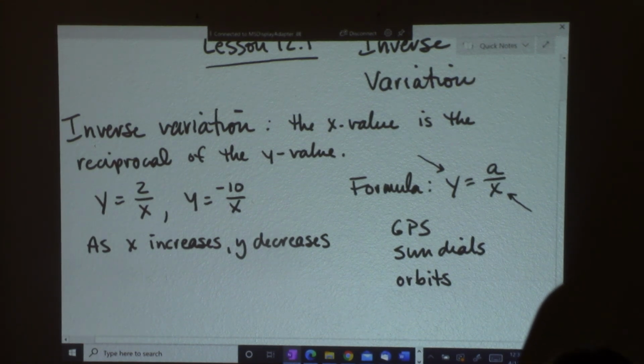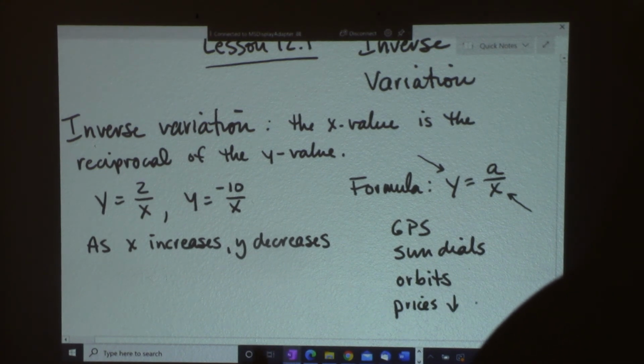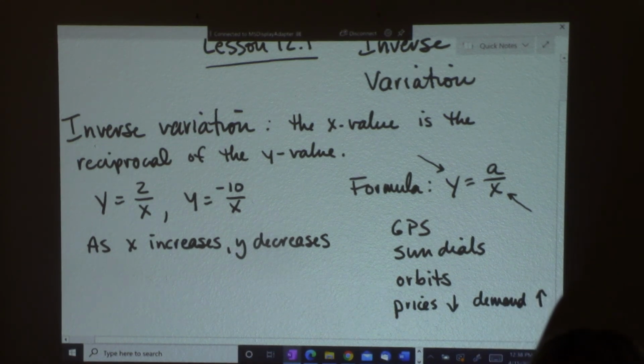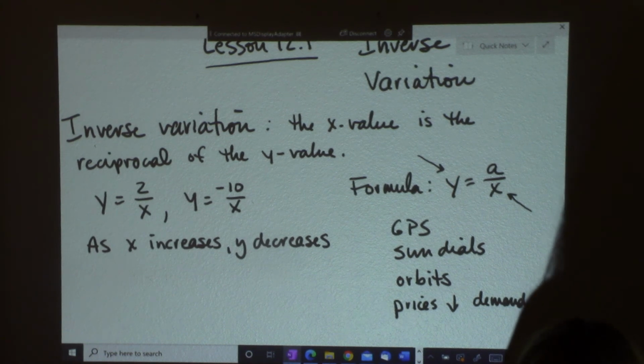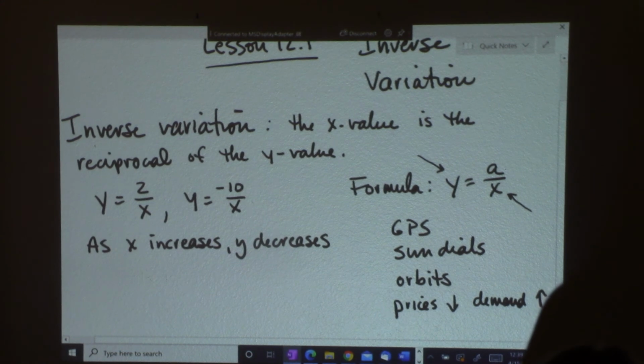It also has uses in our economy, like as prices decrease, demand will increase. So, for example, if the price goes down a lot on an iPhone 10, then more people are going to buy it because it's cheaper. In the same way, if prices go up for something, you tend to have fewer people buying that because it's more expensive. So it's an inverse relationship.